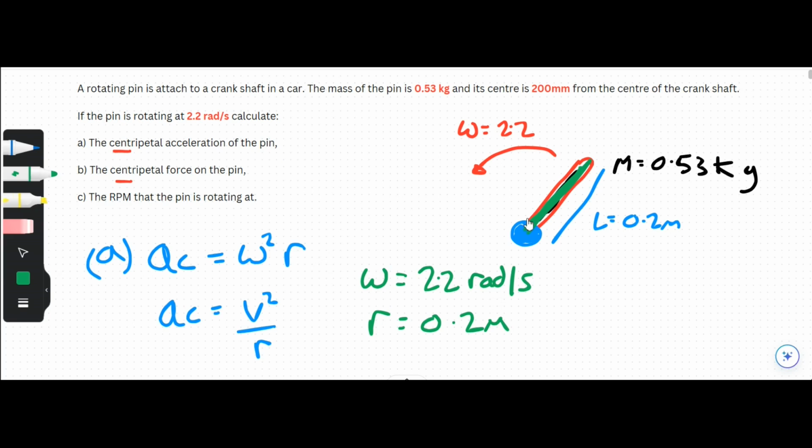So I might use this formula here. I can use this formula, but I have to work out v. I don't want to be working out v because I might make a mistake. So we could use this formula, but I don't know what v is. So I'm going to use this one. Centripetal acceleration is omega squared times r, and I know both of them.